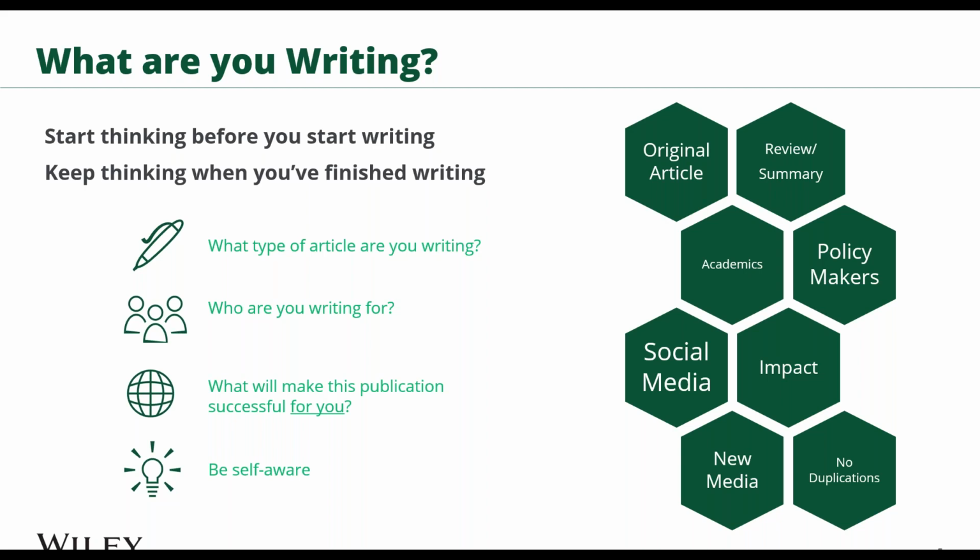The first question to ask yourself before you sit down to write an article is, what type of article is this that I'm writing? There's a lot of different article types out there, which might be different depending on the subject area that you're working in. Is it an original article? Is it a book review? And so on. The reason that this is so important is that not every journal publishes every type of article, so it's important to be self-aware while you write. If a journal doesn't publish the type of article you've written, then you won't be able to submit it there.